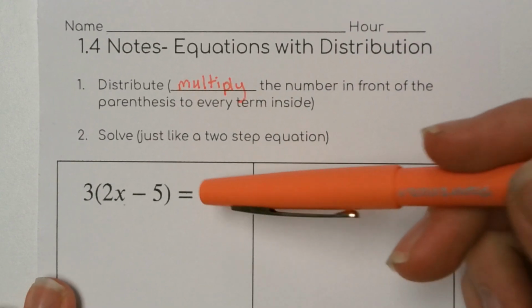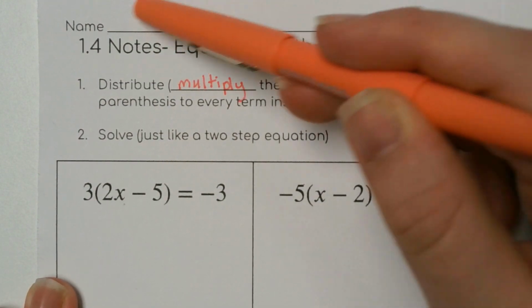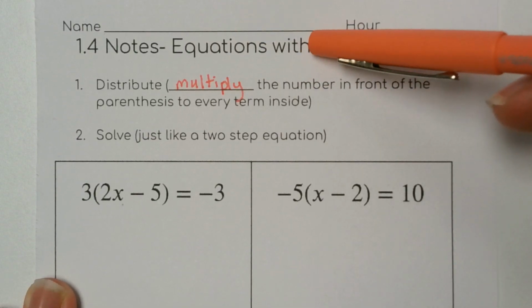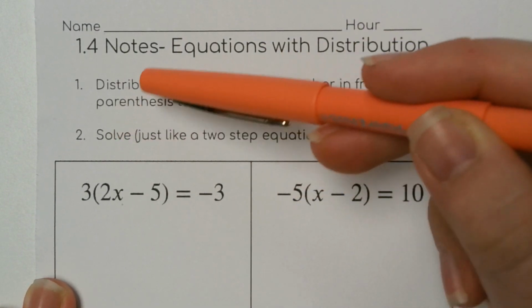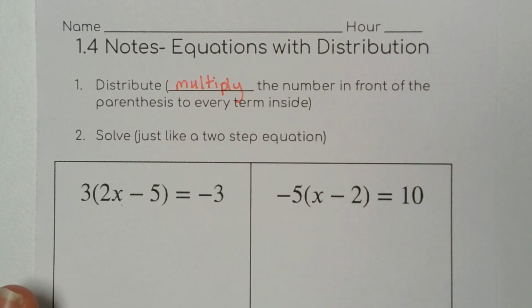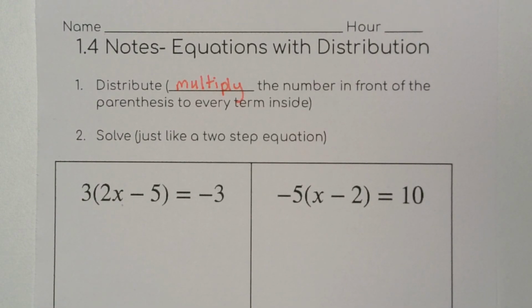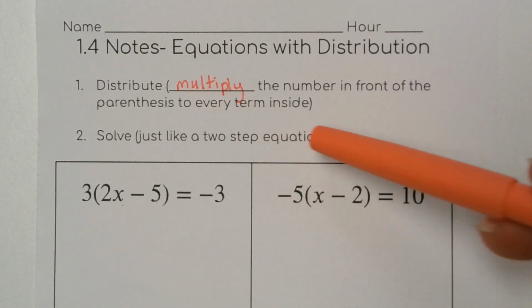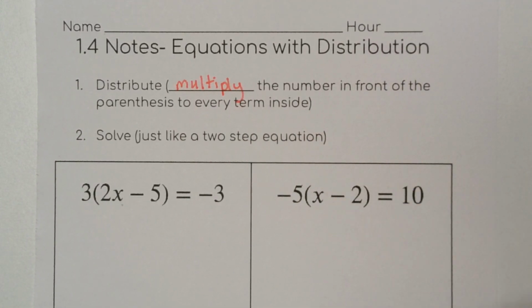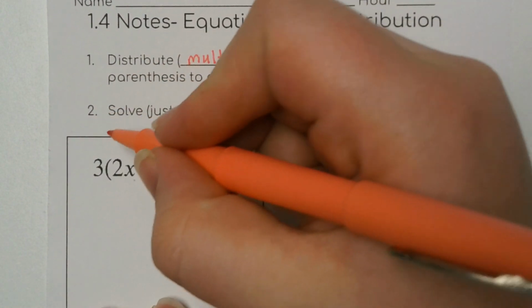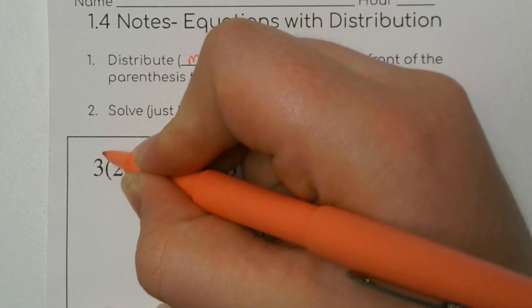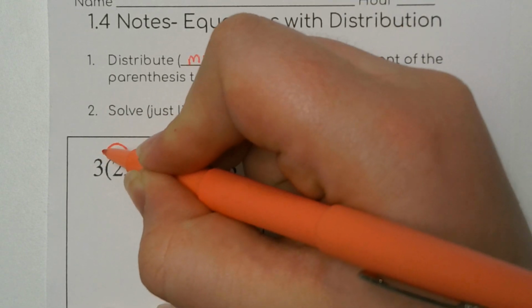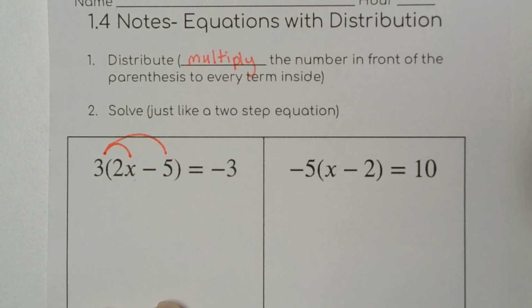Alright, so as I was saying, today is 1.4 notes, equations with distribution. To distribute means to multiply the number in front of the parentheses to every term inside. And then you will solve it like a two-step equation. Alright, so we take this number on the outside and distribute to everything inside.